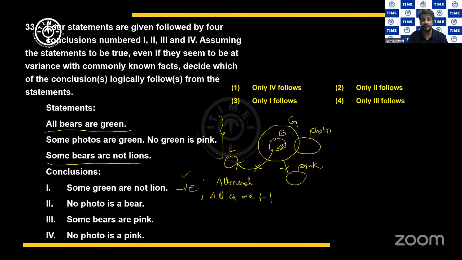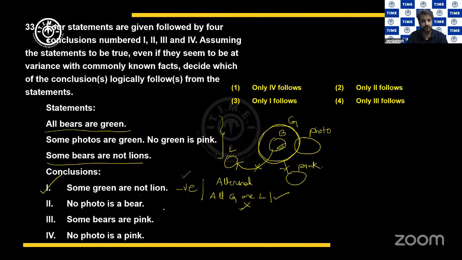Now the problem is here. What is the problem? If you try to place this larger circle G inside the L, B's which are inside the G will also go inside the L. So complete B will be inside the L. But you know, some part of B definitely has to be outside the L, means it cannot be drawn. So the negative still holds true. So one follows.